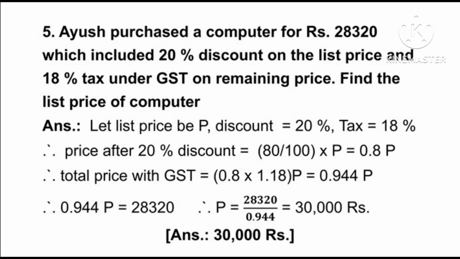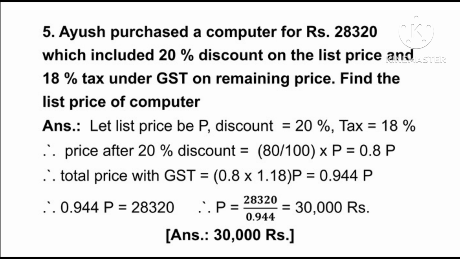Example 5. Ayush purchased a computer for 28,320 rupees, which included 20% discount on the list price and 18% tax under GST. Find the list price of the computer.